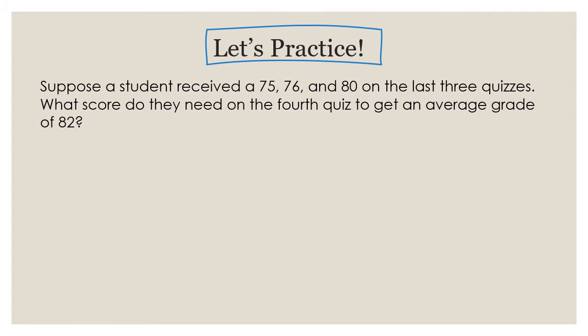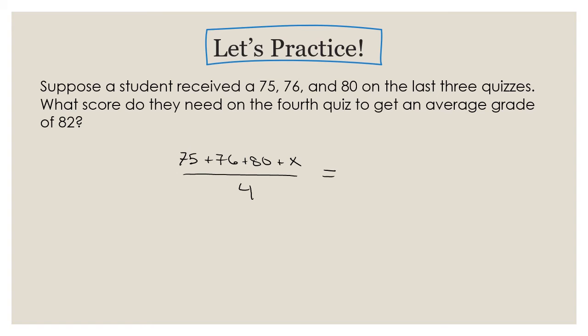Alright, so let's try and answer that guiding question. So the student has got a 75, a 76, 80 on the last 3 quizzes. We don't know what the score of the 4th quiz has to be, so I'm going to let it be represented by an x. Now remember the average is the sum divided by however many terms there are. So here we're talking about 4 quizzes, so I add them all up, and I don't know what x is, and I divide it by 4. But I do know what the average is. The average has to equal 82.